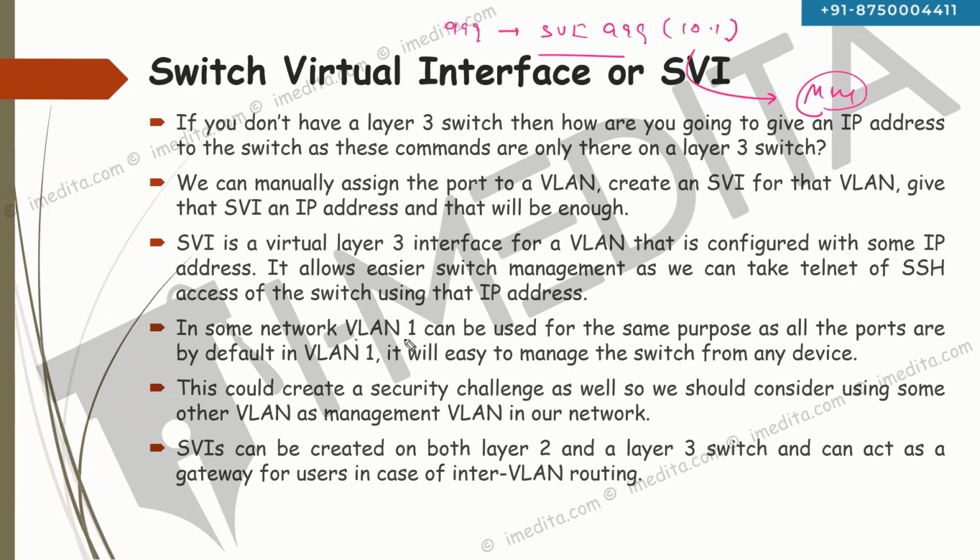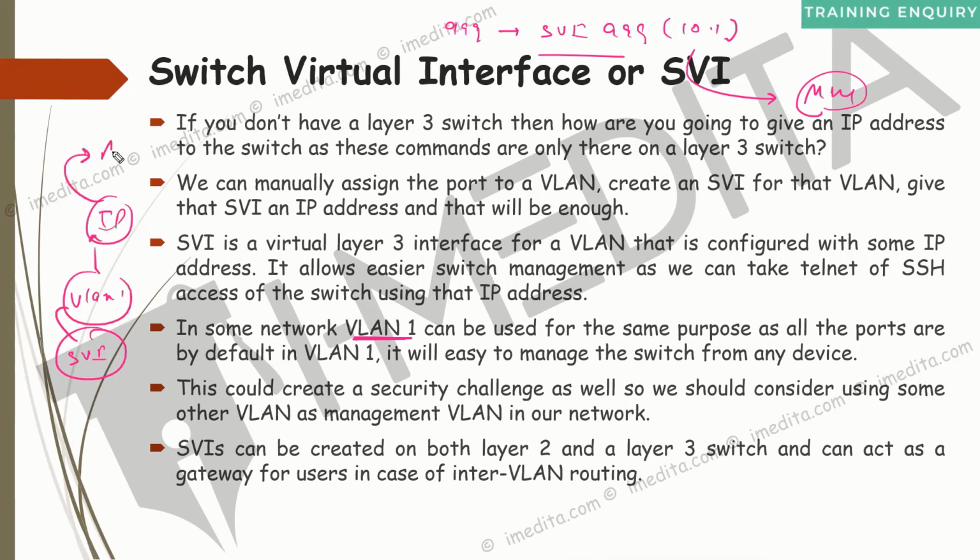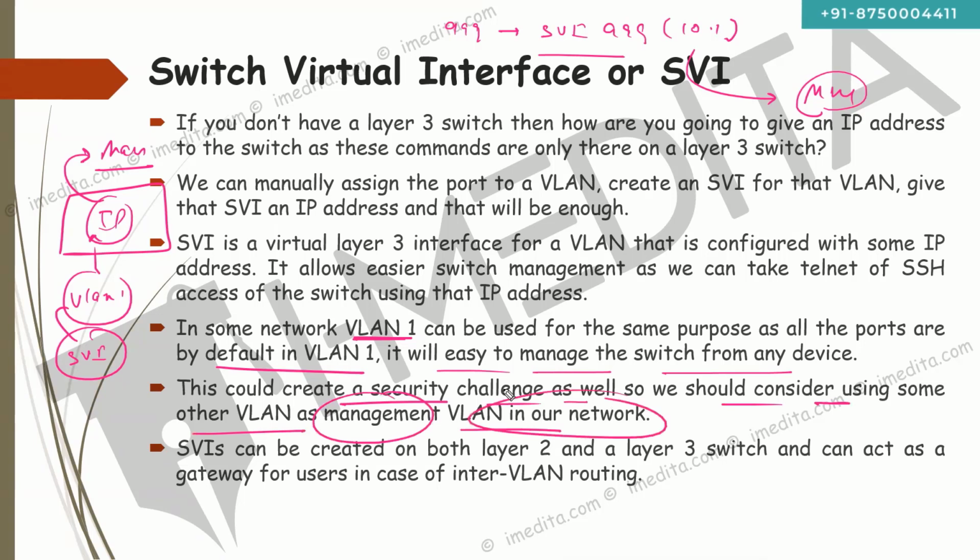So if I leave things on default, all the ports belong to VLAN 1. So we could have just configured the SVI for VLAN number 1, configured it with the IP address, and that IP address can be used for the management purpose. But since everyone knows that by default every port is in VLAN 1, no doubt it will be easy, but it will add security challenges. So we should consider using some other VLAN as the management VLAN in our network.